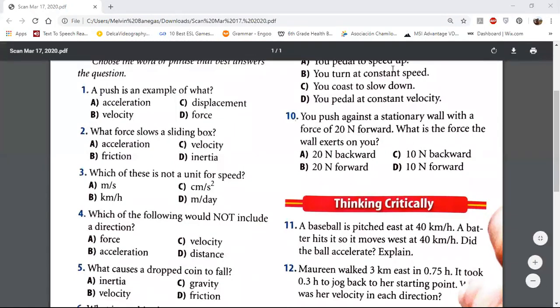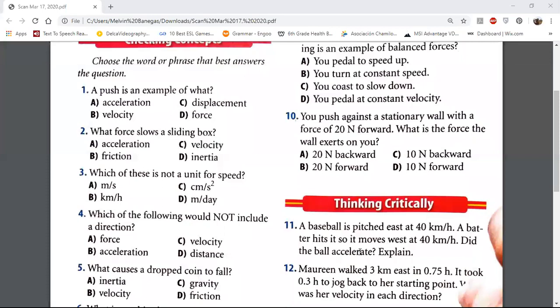Which of the following would not include a direction? Force. Why, Luis? Why do you think it's force? We have force, velocity, acceleration. Force, of course, includes a direction because it depends on the direction that I am exerting the force, right? Velocity also includes a direction. It's distance, of course. So it's going to be letter D.